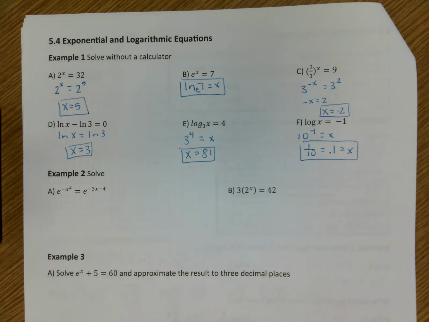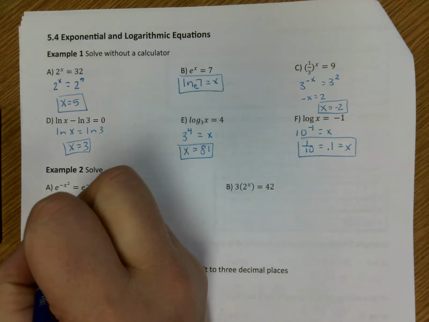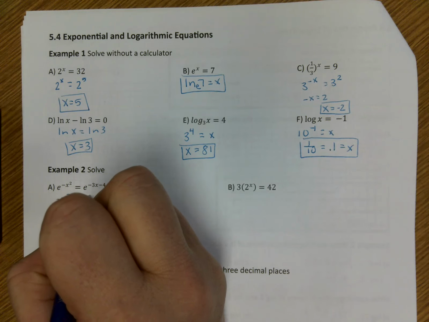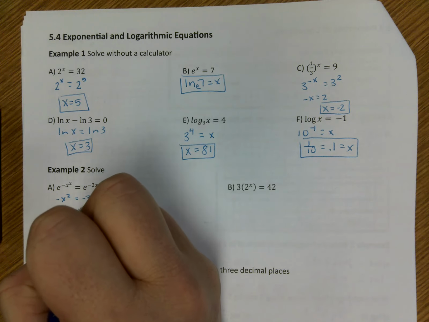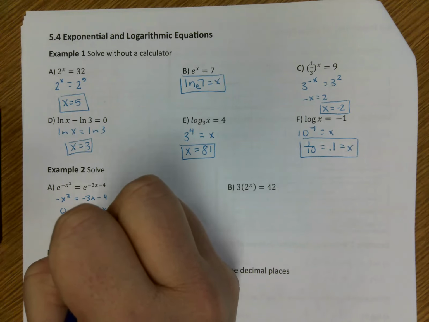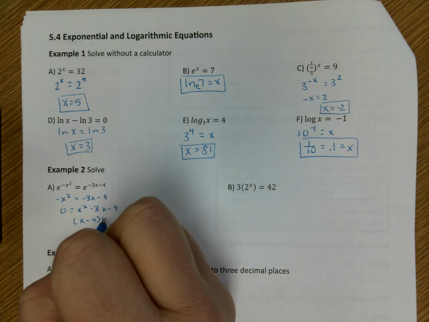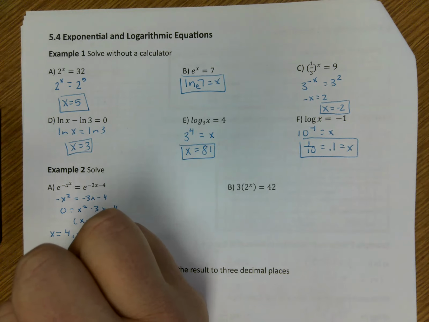Question 2. Same thing here though. If we have our two bases the same, we can set these two exponents equal to each other. So this negative x squared is equal to this negative 3x minus 4. I'm going to add over the x squared because if I have two terms, this is where I'm probably going to have to factor to solve. If I factor this, it would be x minus 4, x plus 1. So I get x is equal to 4 and negative 1.